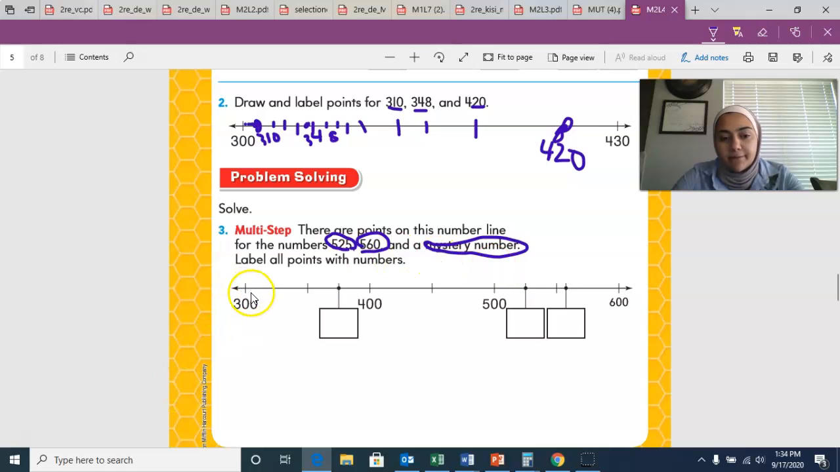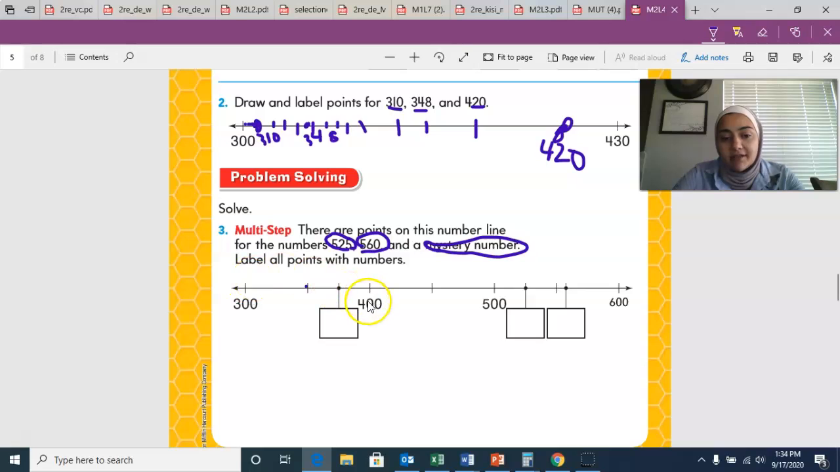This is 300. This is 400. This is 500. This is 600. The first thing I do is look at the numbers they provided us. What's the number that goes right between 300 and 400? What is this mark right here? We need to figure out what this mark is in order to get a better idea on what this mark is.